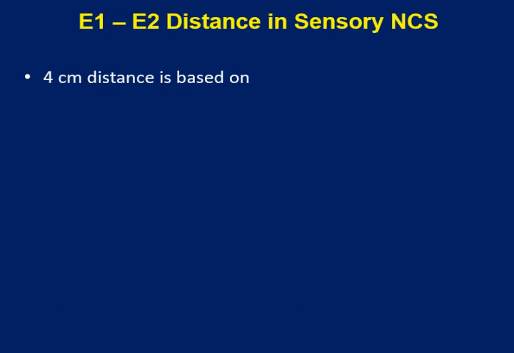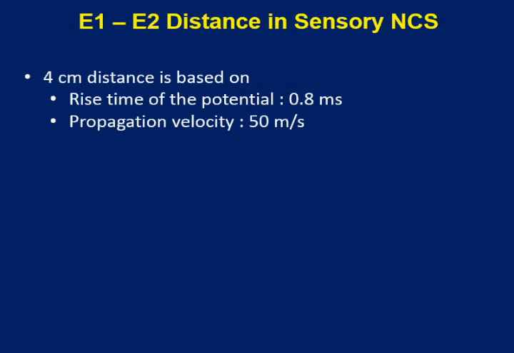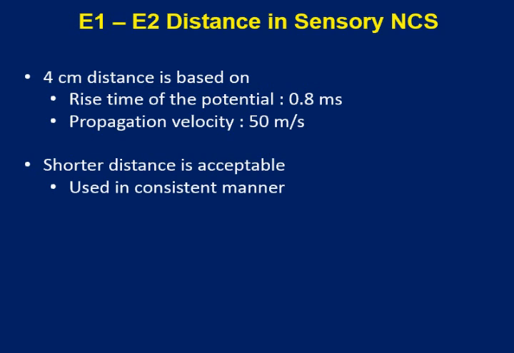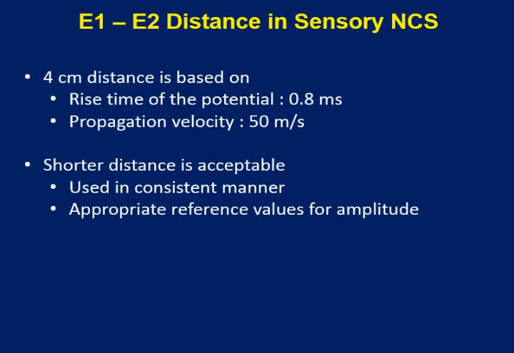The choice of 4 centimeter distance between E1 and E2 electrodes is based on the rise time of the sensory nerve action potential and its propagation velocity in a healthy nerve. It is acceptable to use a shorter distance so long as one uses it in a consistent manner and has appropriate reference values for amplitude.